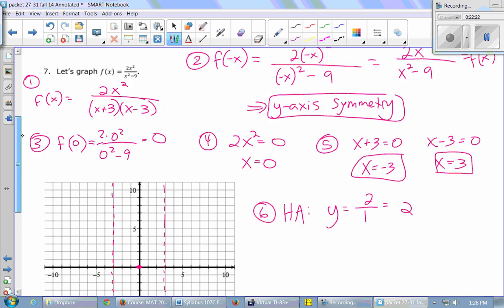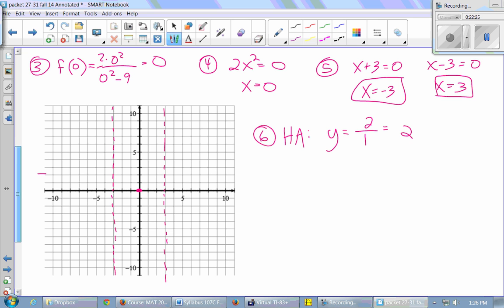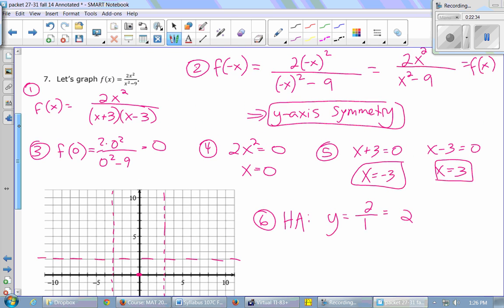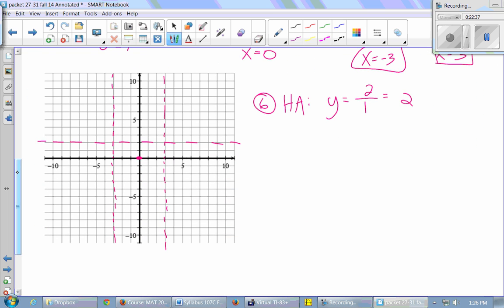What else do I know? I know I have a horizontal asymptote at y equals 2. So I'll put that in. And that's all the information I have so far. So what I need is some points. I need some points between and beyond my asymptotes to help guide my picture. I would like a point in here to know what happened. What does this graph do between this point that I know and this asymptote? Does it go up? Does it go down? I need to know what's happening.